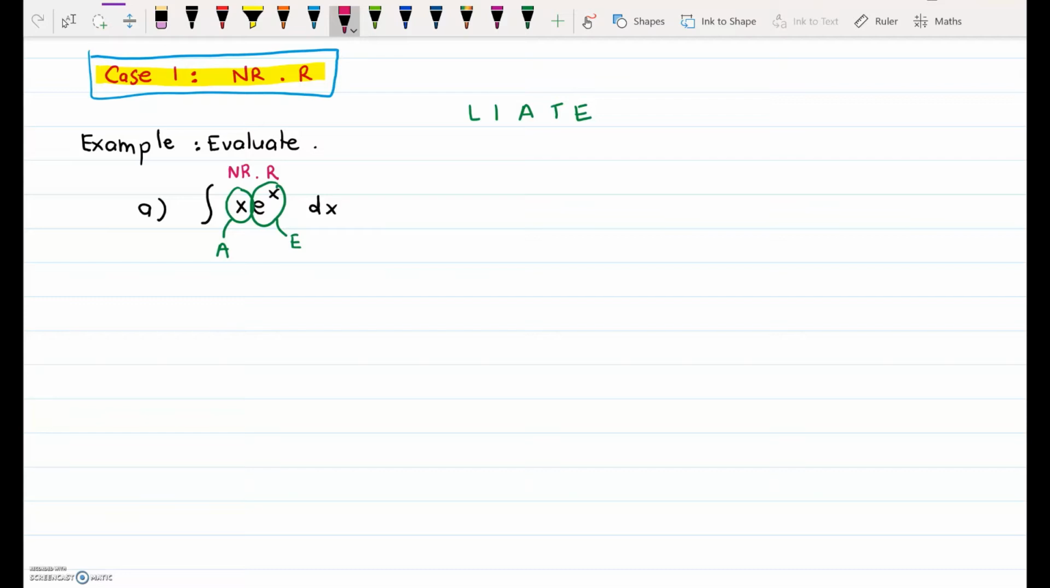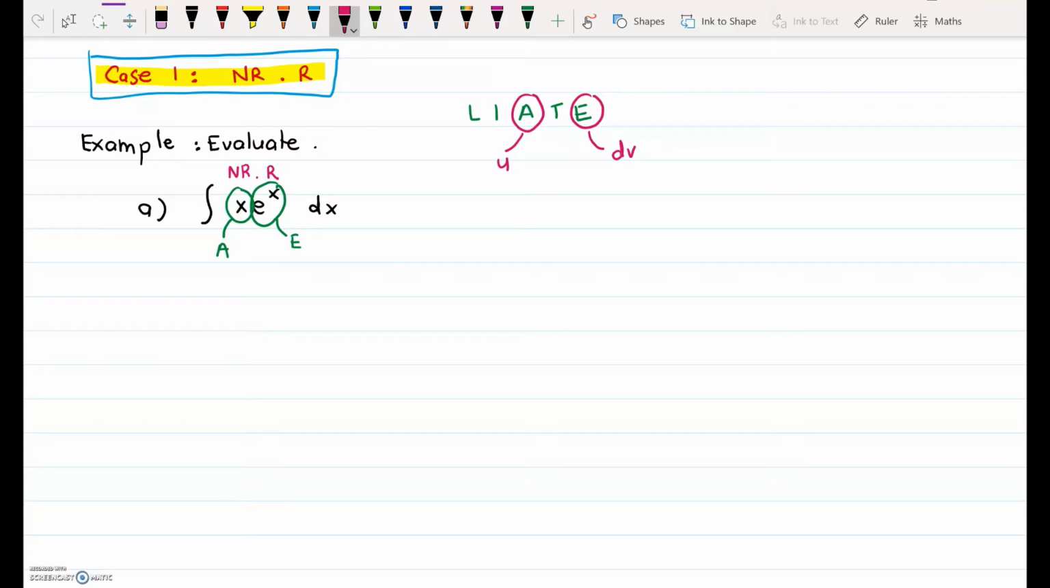Alright, continue. To identify which one will be your u and which one will be dv, it refers to your LIATE. Whichever term comes first, or comes from the left in your LIATE, will be your u. For example here we have a and we have e. Since a is on the left and e is on the right, your a here will be your u and the e will be your dv.